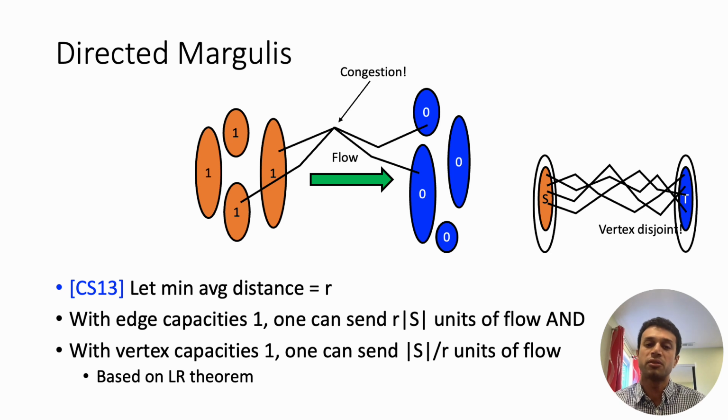And using the Lehman-Ron theorem, you can show that if the vertex capacities are 1, you can send cardinality of S divided by R units of flow. So there is a multiplication by R and division by R. And actually, when you multiply these together, they cancel out, which leads to the Margulis theorem. So what this says is there are basically two statements. There is a vertex routing statement based on the LR theorem, an edge routing statement, and combined together, they actually give the Margulis theorem, which is a more sophisticated statement on the directed boundary.